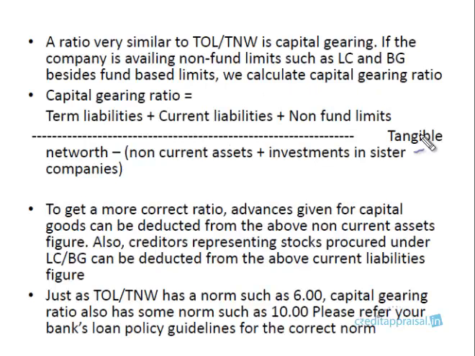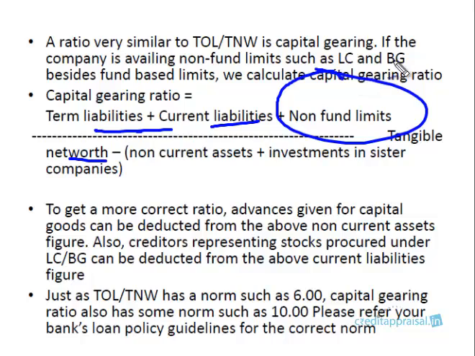Now a ratio that is very similar to TOL by TNW is something known as the gearing ratio. This is calculated only for non-fund limits. The formula is exactly the same: TOL by TNW, where TOL is term liabilities plus current liabilities, by net worth. Everything is the same, but to the current liabilities you also add back the non-fund limits. This is applicable only for companies having non-fund limits like LC and BG. So in that case we calculate the gearing ratio.